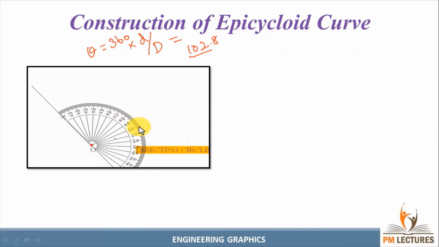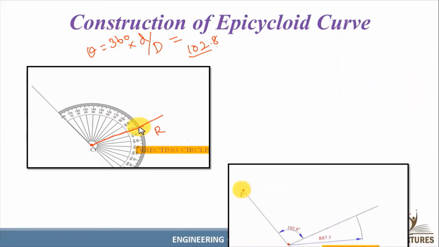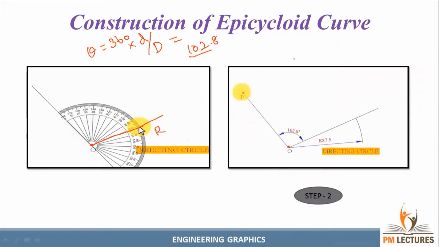So use your protractor and keep the point on the 1 or 2 degree like this, and you can draw a straight line using the scale, and the length of the line is the same as the radius of the directing circle. Okay, so the step is over. The second step will look like this, guys, and we need to give a name to this point also, guys. This is P.